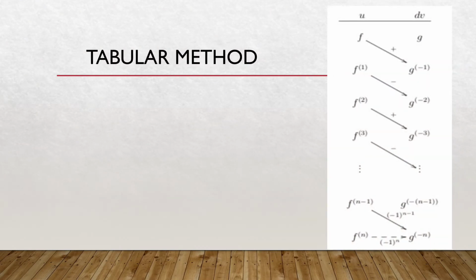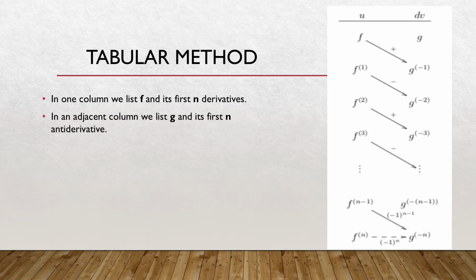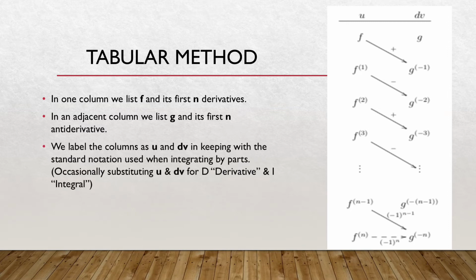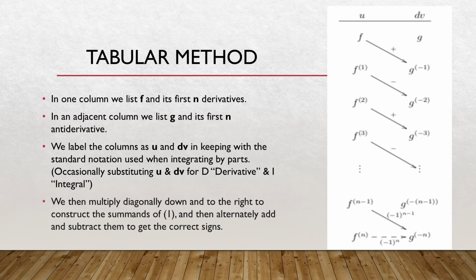Next, I'd like to talk about the tabular or DI method and how it's applicable to most IBPs. This method consists of a t-chart that separates the two functions by columns. On the left side, we have the f function, which has its derivative taken n amount of times. This column is usually designated u, or d for derivative. The g function has its antiderivative taken n amount of times and is usually labeled dv, or I for integral. The functions are then multiplied diagonally with alternating signs between each column.